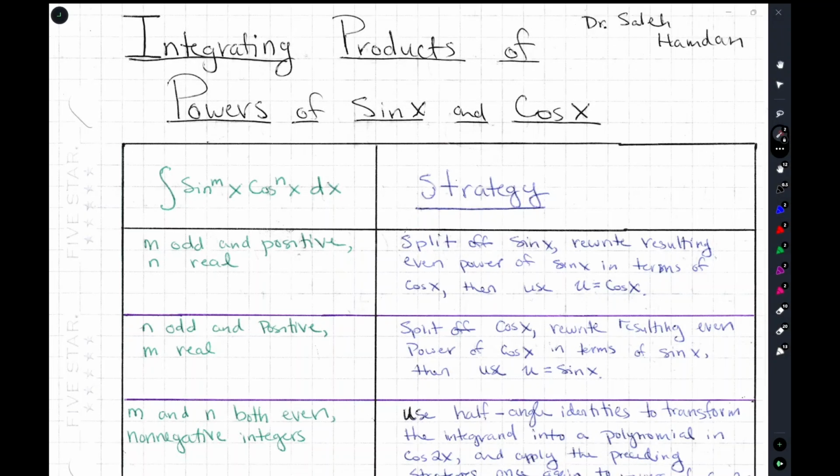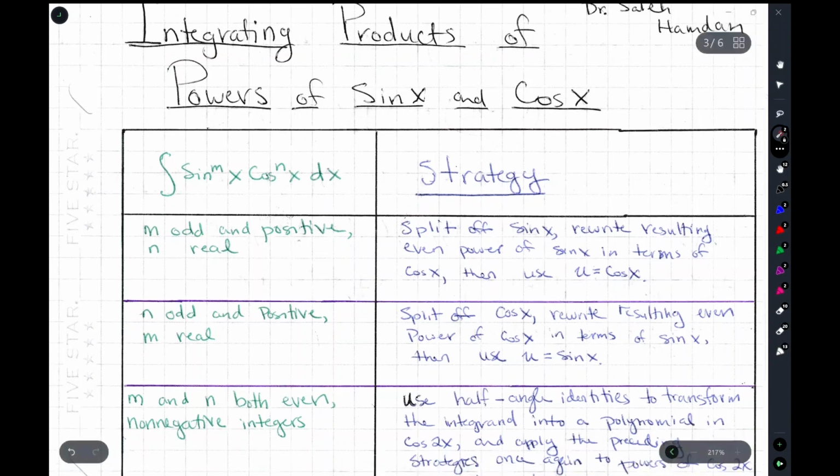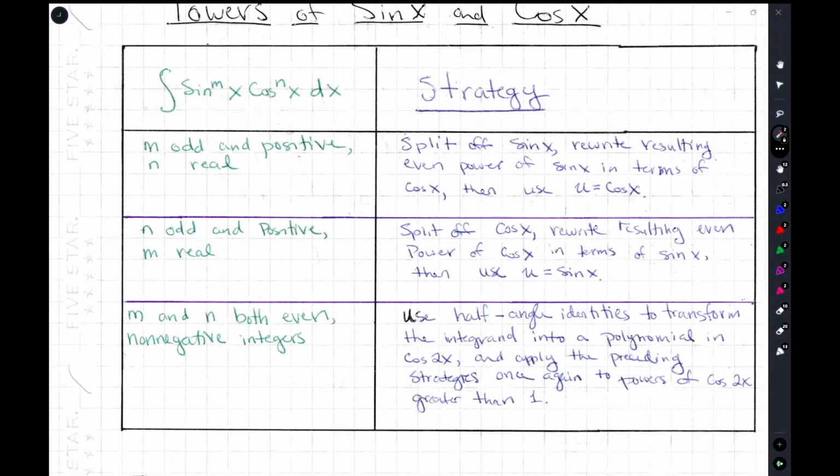So let's talk about integrating products of powers of sine and cosine. You'll get a general expression that looks like this, and you have various options there. If m is odd, basically the term that's the power of sine, and positive, and n is any real number, then the strategy you'd want to take is to split off a sine x from that term. So you'll be left with a sine of m minus 1, okay?